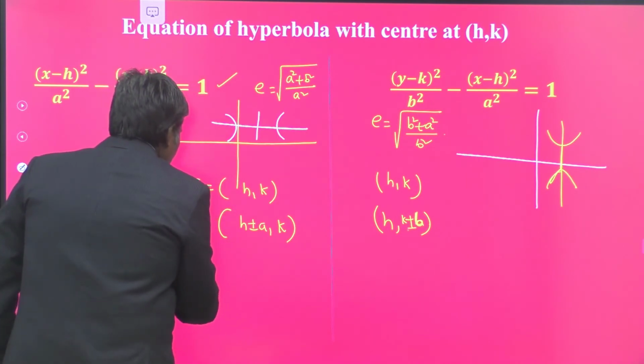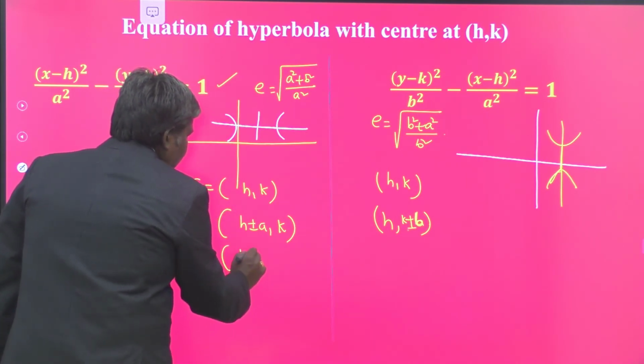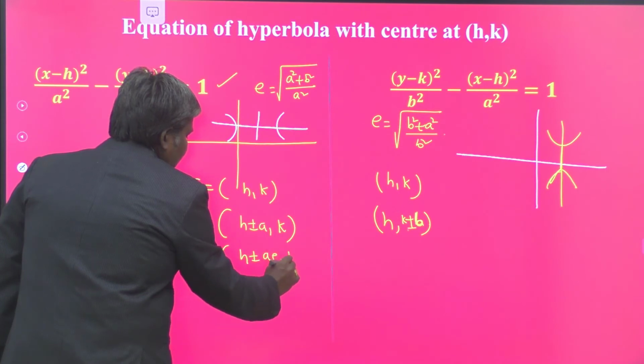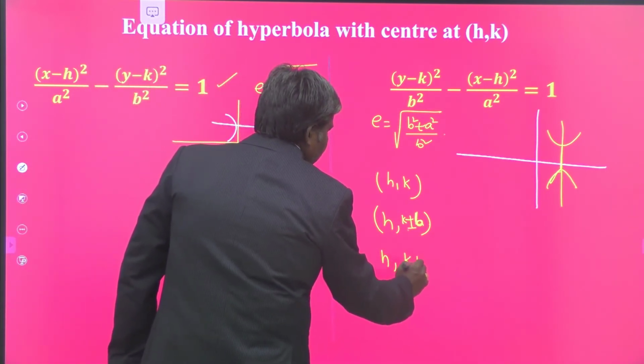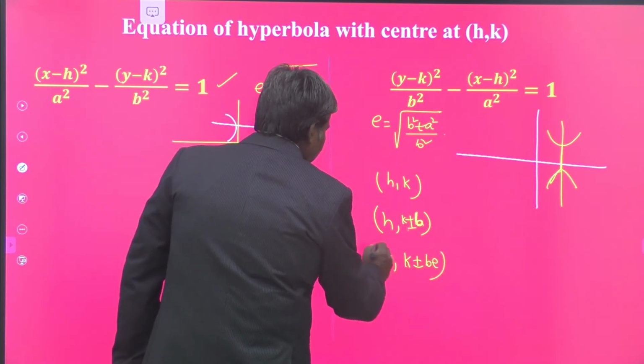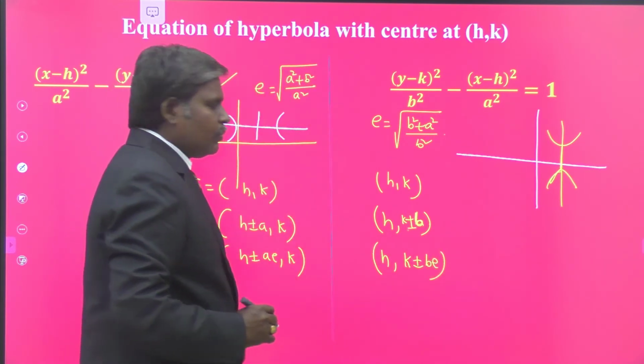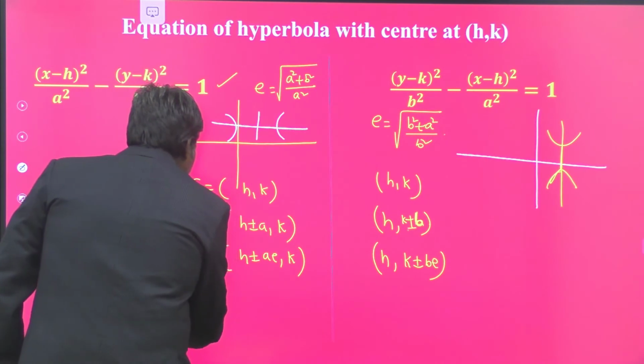So from that, what are the foci? Foci are h plus or minus ae comma k. Here h comma k plus or minus be. Foci. What are the directrix equations?